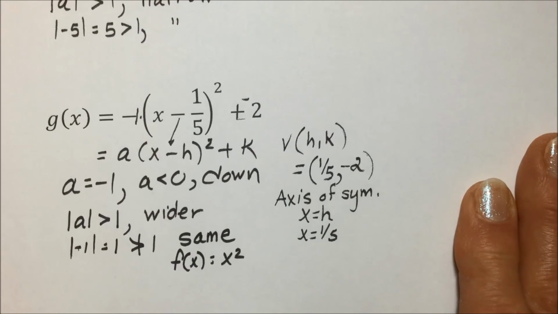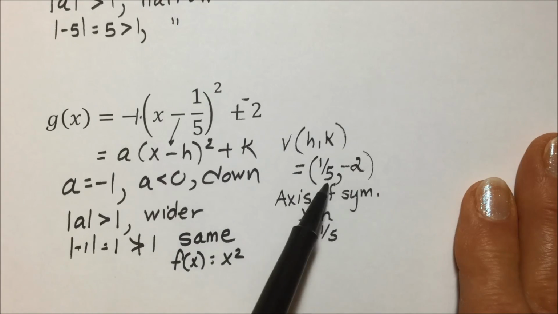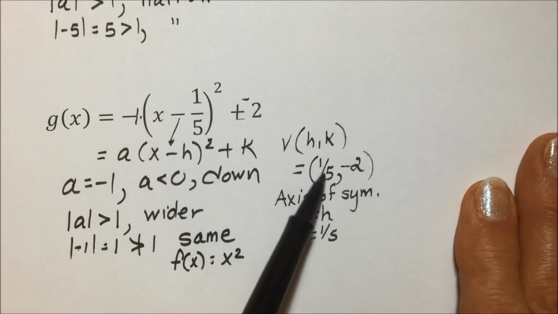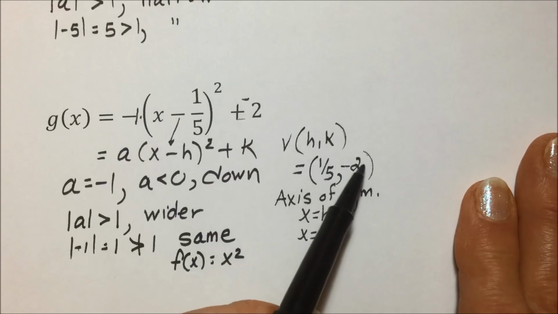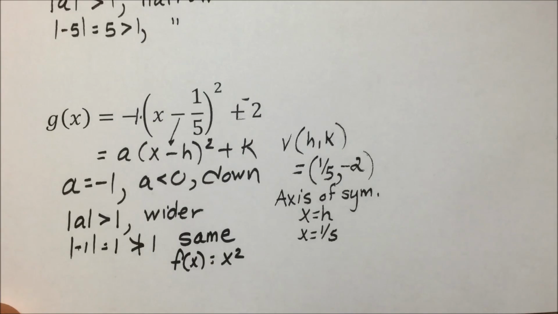So this parabola is going to look a lot like f of x equal to x squared. It will have the same shape. It will be opening downward, but we have a translation of 1/5 horizontally and 2 down of our vertex, with our axis of symmetry running through x is equal to 1/5.